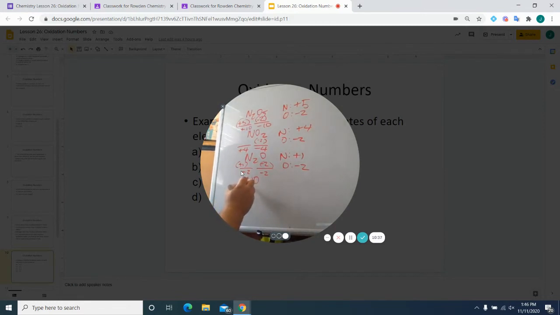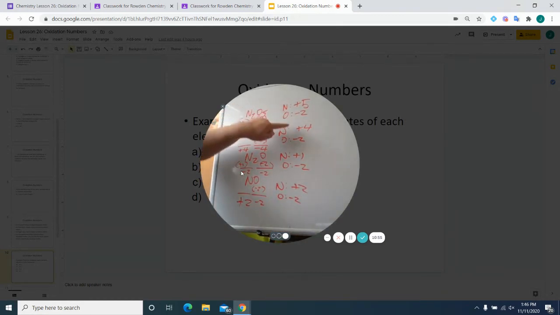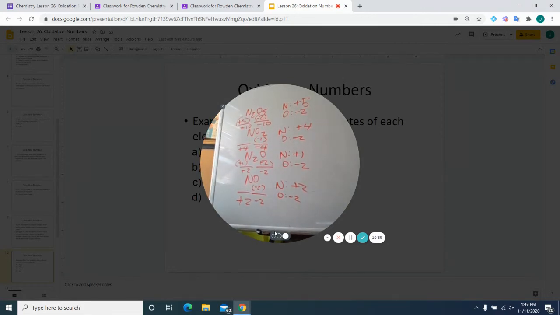And then here we have NO, just plain NO. It's actually the easiest out of all of them. We know that O is negative 2. So O is negative 2. There's only one of them. And so N has to balance out the negative 2 with a plus 2. And there's only one of the N's. So N has to be plus 2 to balance it out. Look at all the different answers you can have for N, depending on how many N's you have and how many O's it's bonding to.